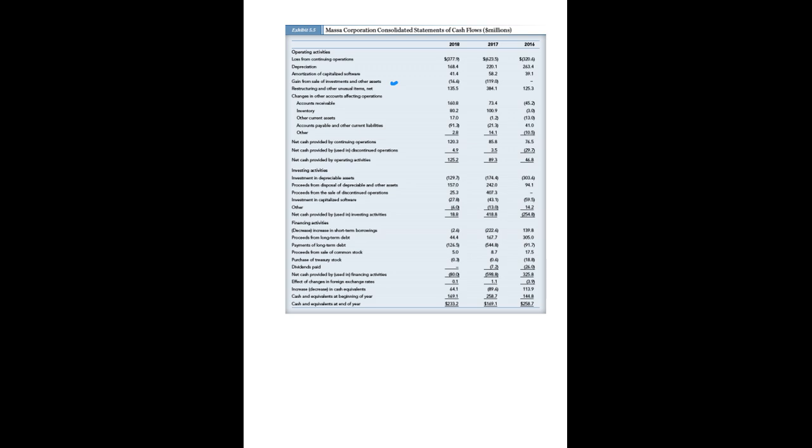Moving on to investing activities, we have investment in depreciable assets. The company has invested more, and then they disposed of some of the assets, and also the sale proceeds from the sale of discontinued operations are there, and the company has also invested in capitalized software. Then in the financing activity section, you can see that the company has taken a long-term loan, and also they have paid some part of the loan. They sold the shares and they purchased back the treasury shares as well. For the first 2 years, they gave dividends as well.